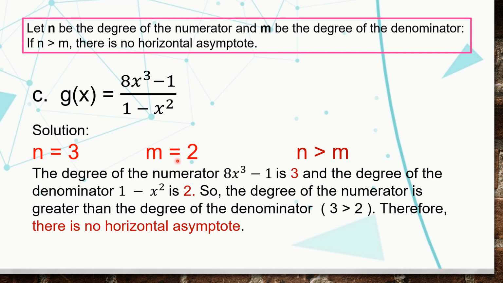So, m equals 2. So, kung i-compare natin ang value ng n at m, mas mataas ang 3 kesa sa 2. So, n now is greater than m. So, in the condition, if n now is greater than m, there is no horizontal asymptote. So, therefore, in this function, there is no horizontal asymptote.